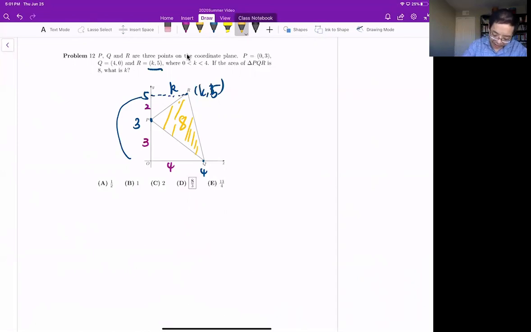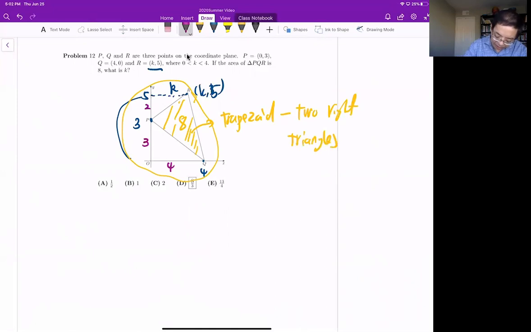So how do we calculate the area of this? The area of this is the area of the whole trapezoid minus 2 right triangles. So we can calculate. What is the area of this triangle? This is 6, right? This is 6. The area of this one will be just K. So the area is K.